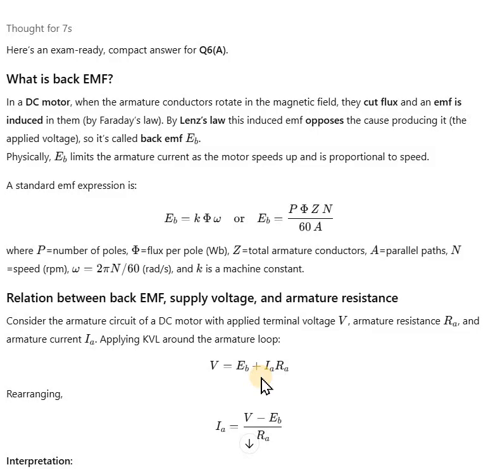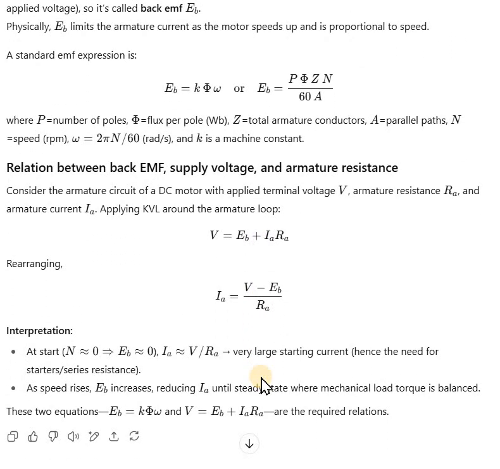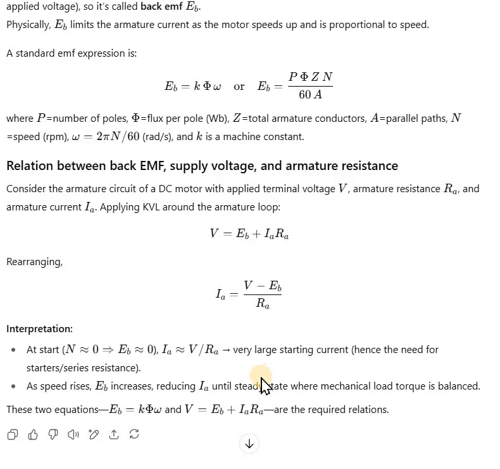Back EMF is given by E_b = P phi Z N divided by 60A. P is the number of poles, phi is the flux per pole in Weber, Z is the total armature conductors, A is the parallel paths, N is the RPM, and omega will be 2 pi N by 60, that is radians per second. Relation between the back EMF, supply voltage and armature resistance: V is equal to E_b plus I_a R_a, correct?